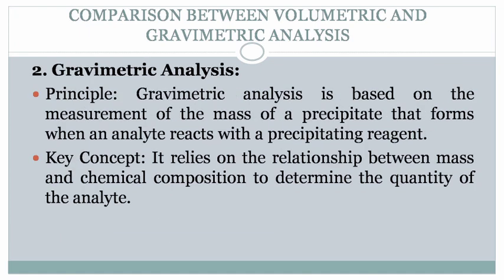Second, gravimetric analysis. Principle. Gravimetric analysis is based on the measurement of the mass of a precipitate that forms when an analyte reacts with a precipitating reagent. Key concept. It relies on the relationship between mass and chemical composition to determine the quantity of the analyte.